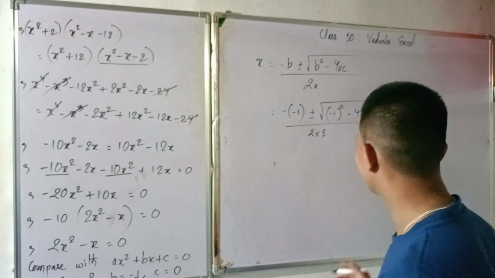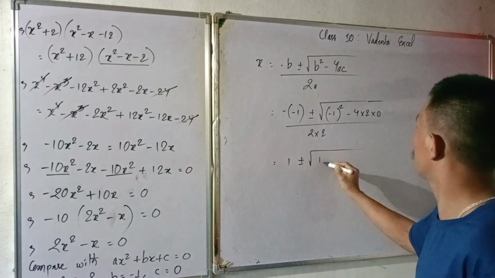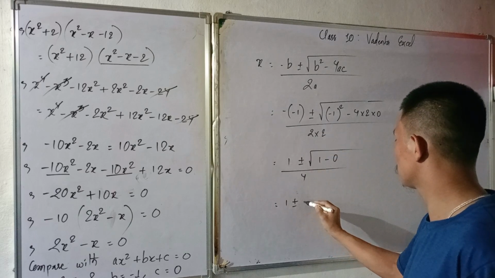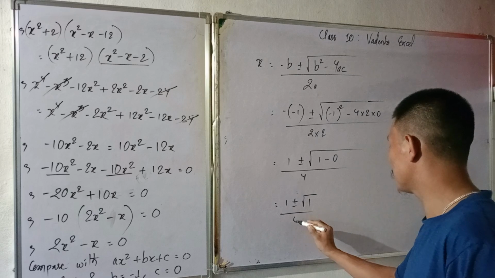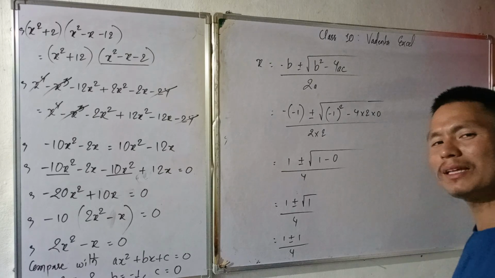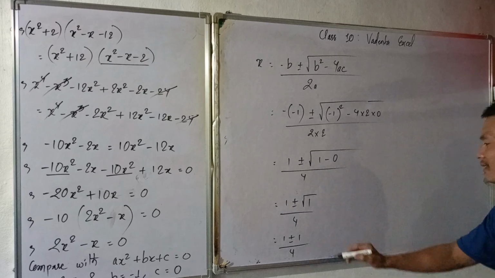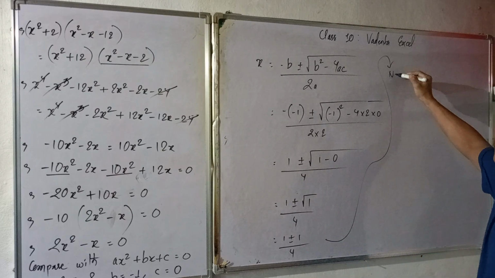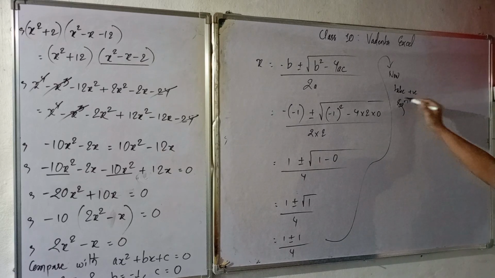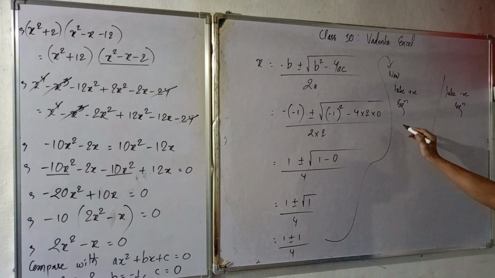Okay, 1 plus minus, 1 minus 0. 2 to the 4 is equals to 1 plus minus under root 1. Under root 1, that means 1. Now take the positive sign and negative sign, you will get the 2 values for x. Take positive sign and another, take negative sign.